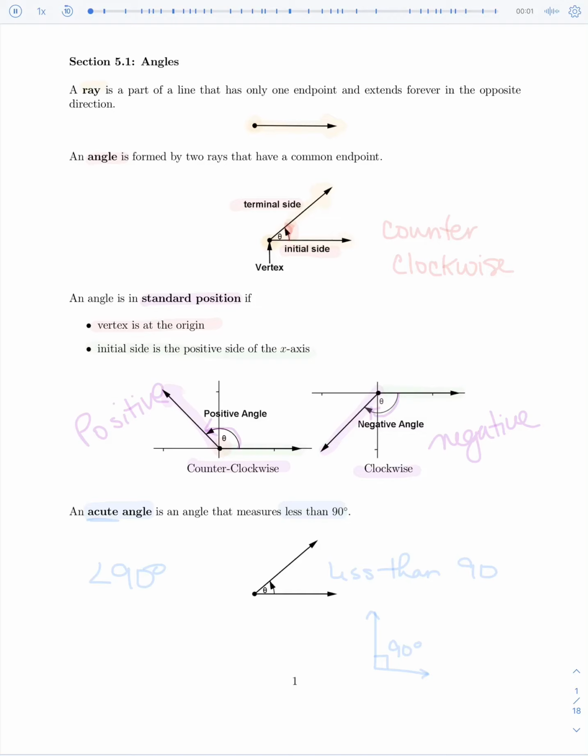In section 5.1, we're going to start by looking at a tiny bit of geometry. We'll start by first talking about what is called a ray. A ray has a starting point and continues on indefinitely in one direction. Then the idea is if we take two separate rays that contain the same starting point, so here's one ray, here's another, then the space in between them creates something new.